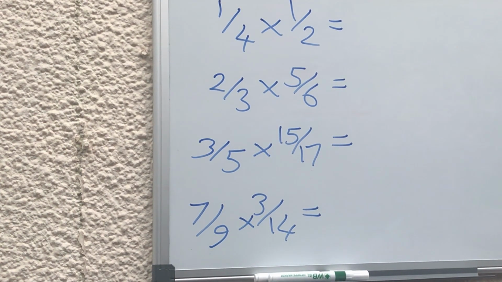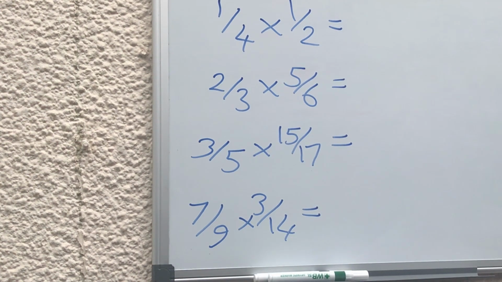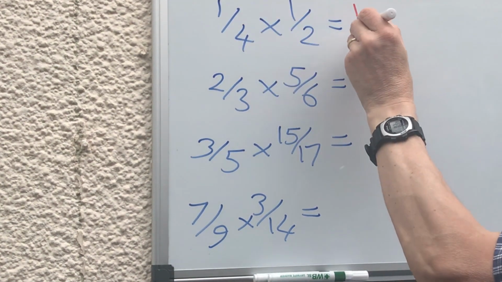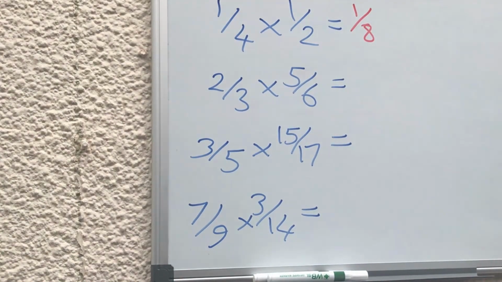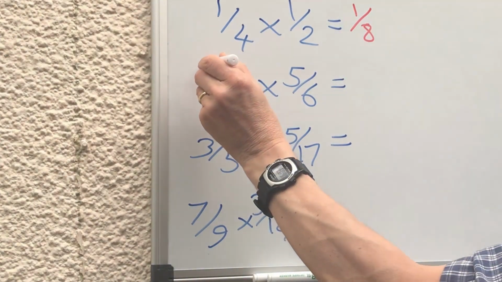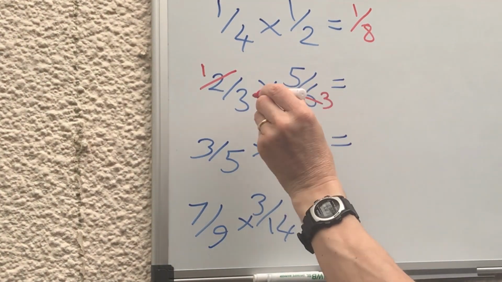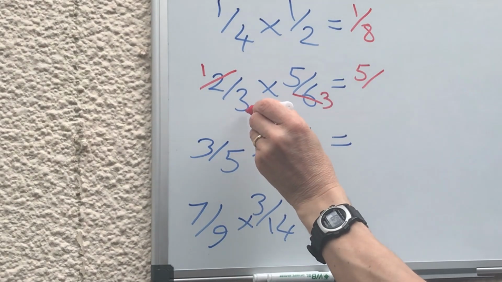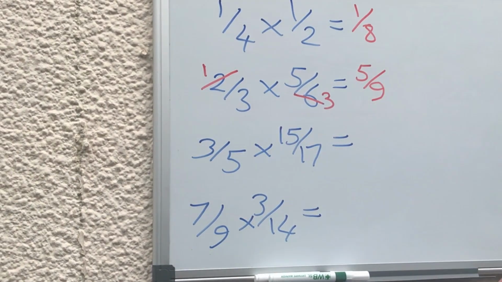So first question, there's no simplifying involved in this one at all. 1 times 1 is 1, 4 times 2 is 8. So the answer to question 1 is 1/8. Next question, we can see possibility for simplifying. Divide by 2 is 1, divide by 2 is 3. So on the top we have 1 times 5, which is 5. On the bottom, 3 times 3, which is 9.